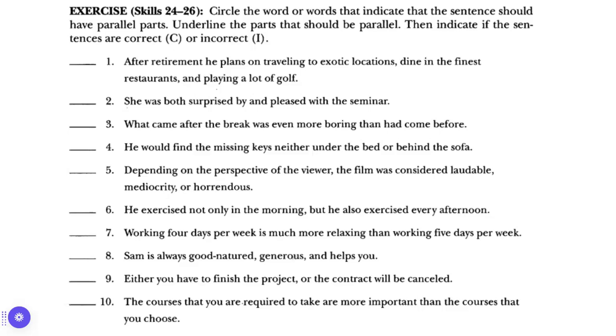Okay, so let's check. Number 4, the sentence is incorrect because "or" should be "nor." He would find neither under the bed nor behind the sofa. Number 5, incorrect. Look, we have adjective, noun, adjective. This one should be mediocre.